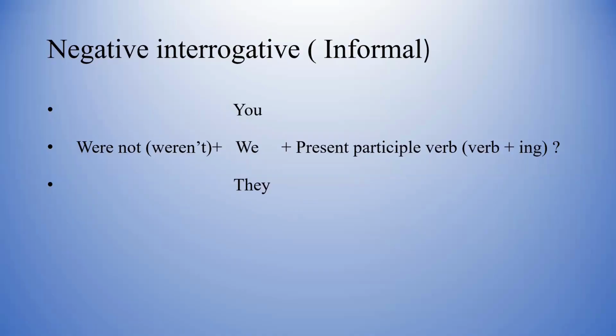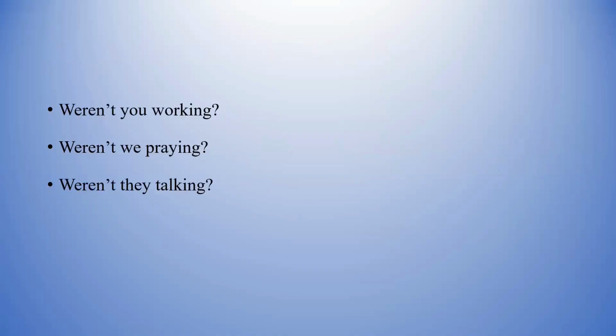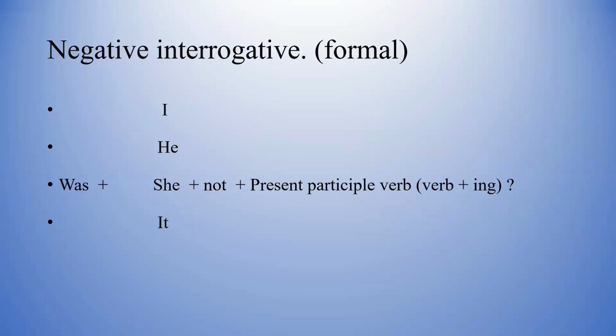But if we use subjects we, you, and they, we don't use wasn't. Instead of wasn't, we use weren't. In negative interrogative sentences, we take weren't to the front and keep the sentence as it is. Now look at the examples. Weren't you working? Weren't we praying? Weren't they talking?